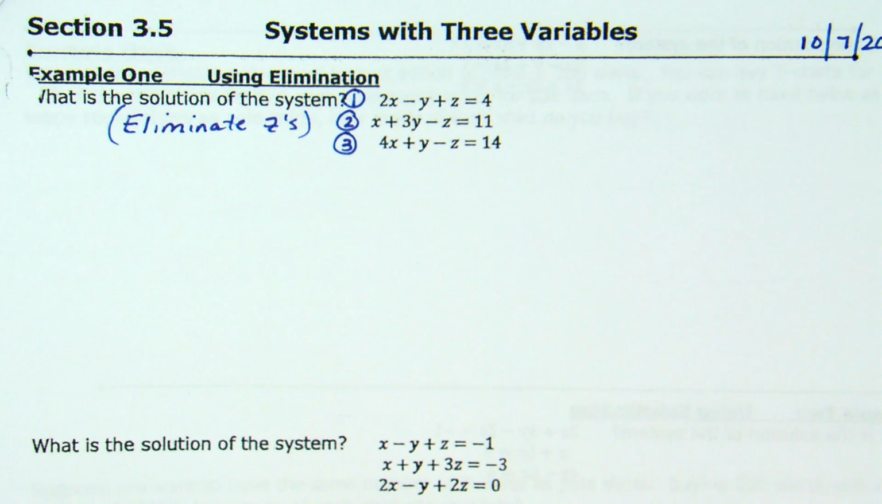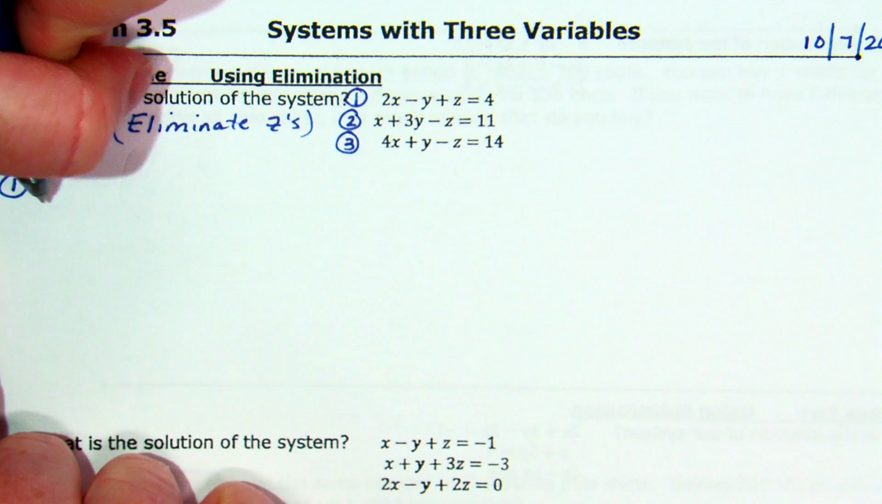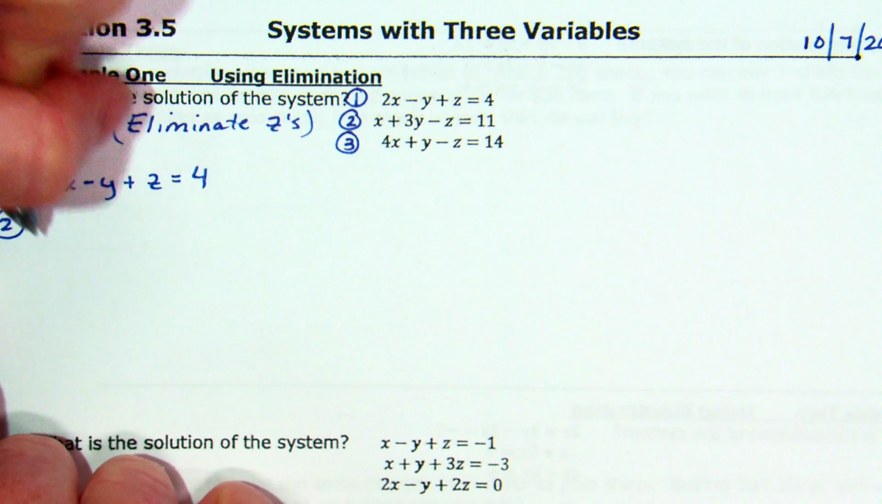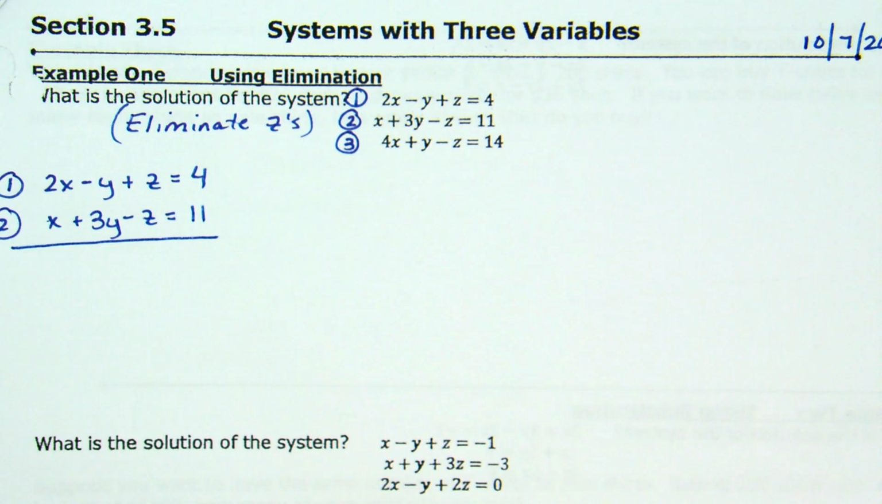If we eliminate Z's, which 2 equations should we pick to do our first elimination? 1 and 2 are good. Why are 1 and 2 good to eliminate Z's? They're already opposite signs, right? A plus 1Z, a minus 1Z. So I'm going to come over here, and I'm going to put 1 and 2 together on top of each other. So 1, I'm going to rewrite as 2x minus y plus z equals 4. I'm going to put 2 directly underneath it. X plus 3y minus z equals 11.